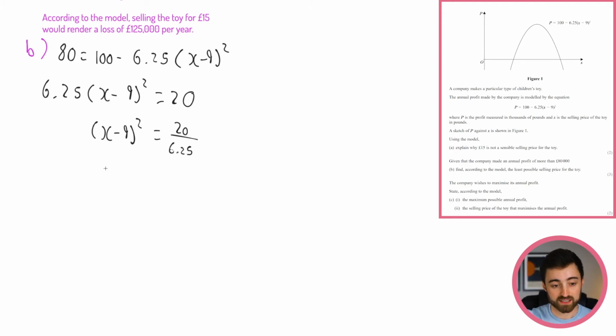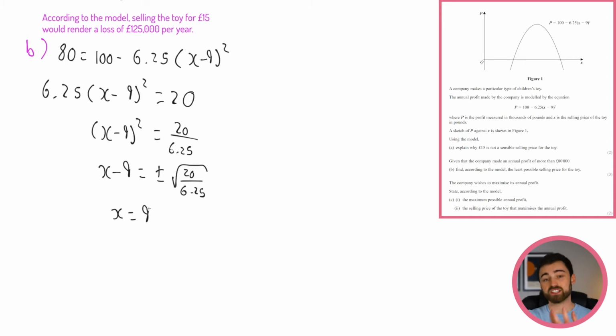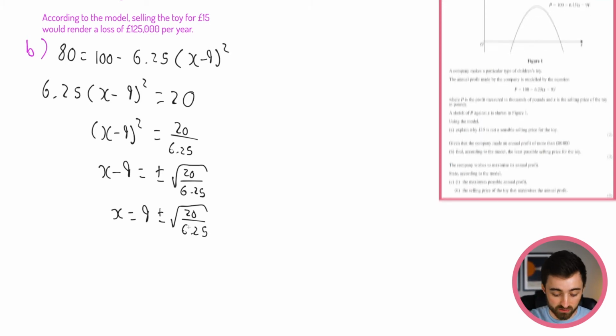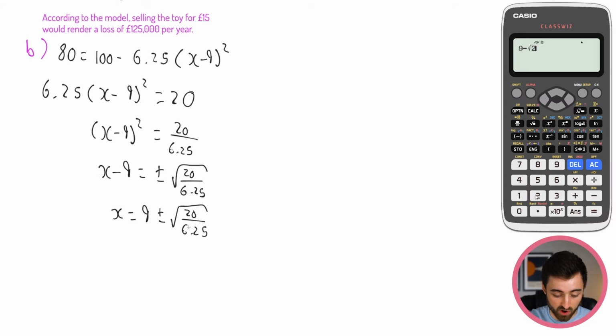I'm going to square root both sides, and be careful here because I do need a plus minus. So this is going to be plus minus the square root of this. Not going to touch my calculator yet, I want to wait till the end. And I want to add 9 to both sides. So my two possible x values, which would give me exactly 80 grand profit, would be 9 plus minus the square root of 20 over 6.25. So at this point I can work it out. Which one is going to be the one that we care about? It's going to be the 9 minus it, because remember, we want the smallest possible value. So let's do 9 minus the square root of 20 over 6.25.